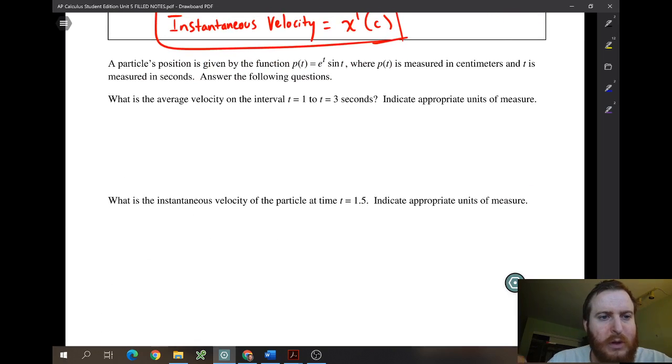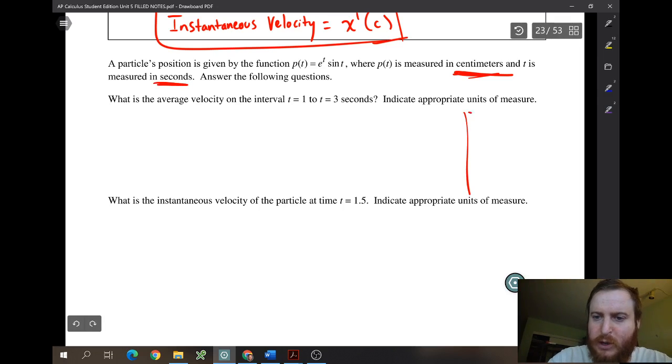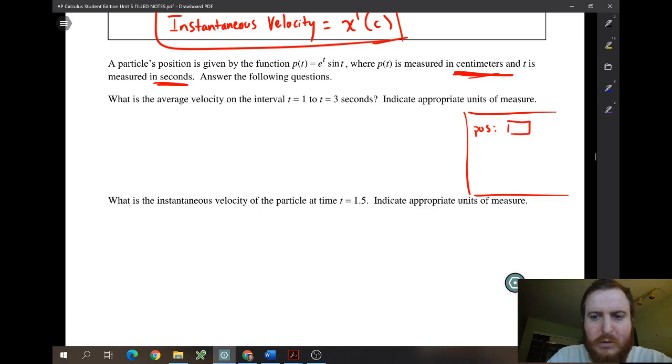So in this example, it says a particle's position is given by the function p of t equals e to the t times sine of t, where p of t is measured in centimeters and t is measured in seconds. So p is in centimeters and we have seconds. And just a little side note, our units for position are always going to be whatever units there. Maybe it's meters, centimeters, you can fill it in. So I'll put an m here, but it could be feet, it could be inches, whatever.